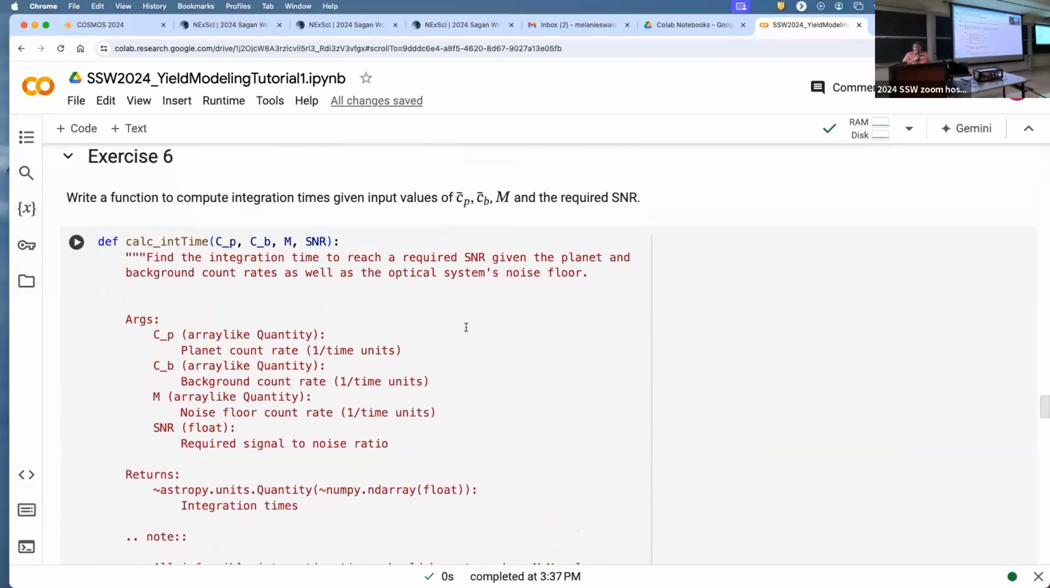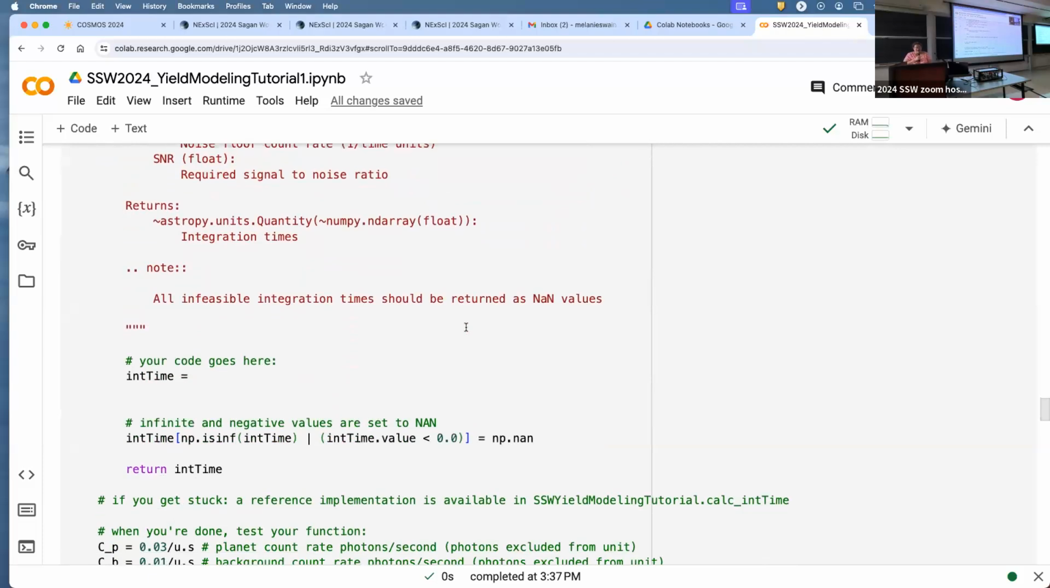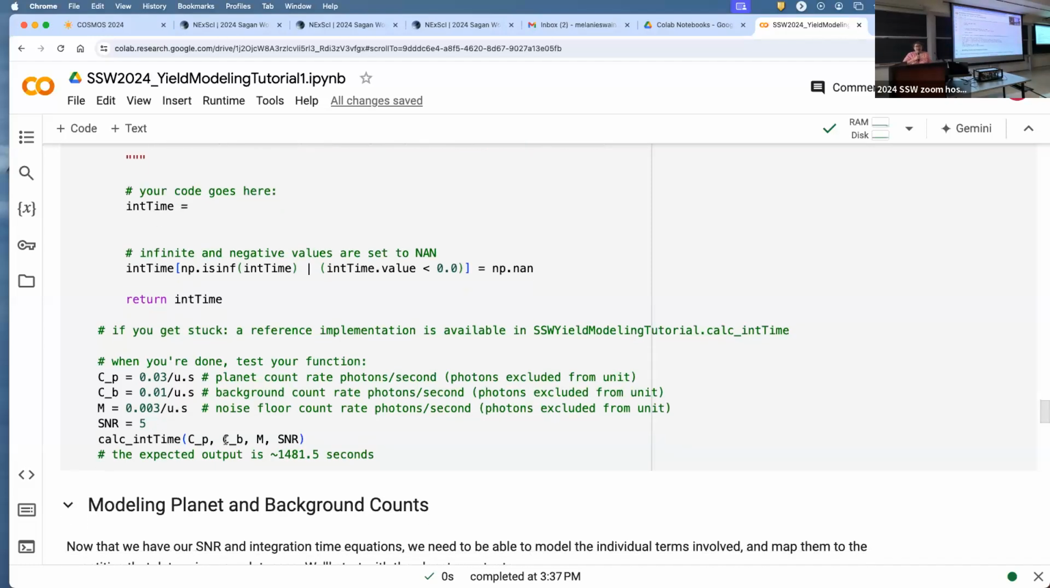And so this brings us then to exercise 6, in which you get to write your own integration time calculation. And then when you're done, you can test it using these provided input values for the count rates from the photons and the background and your noise floor. And we're going to go for an SNR of 5, which is nice and comfortable and easy. And I think you guys could do this in 12 minutes. So let's set the timer for 12 minutes.